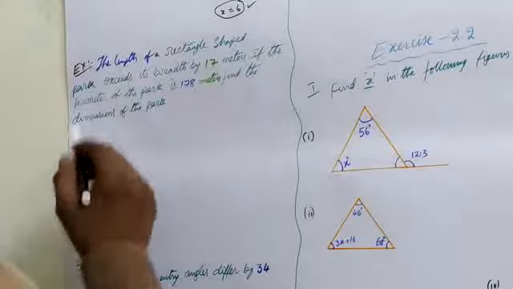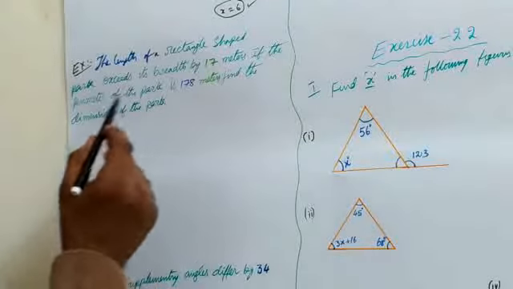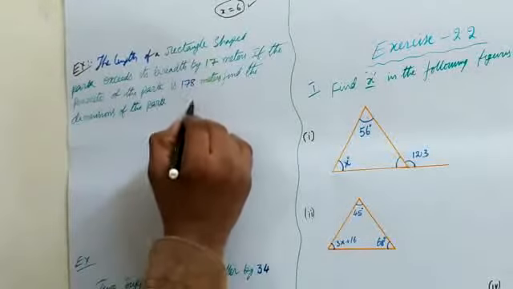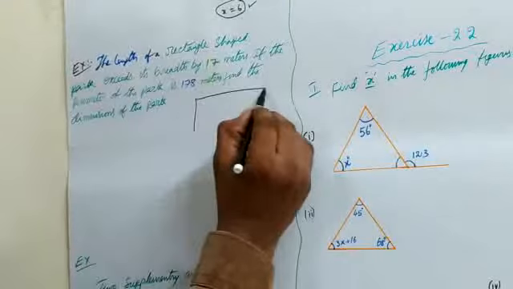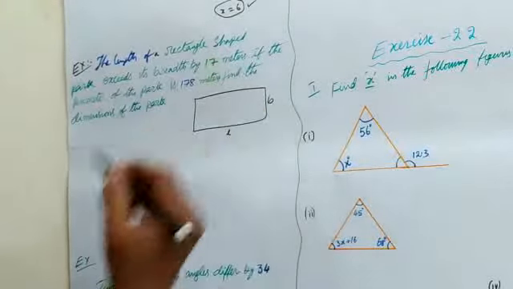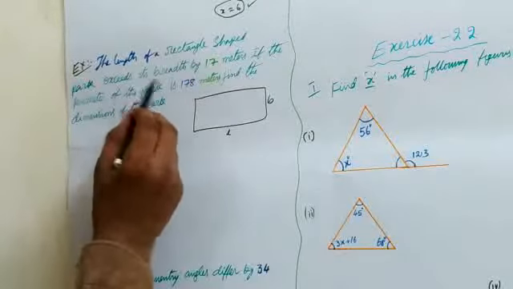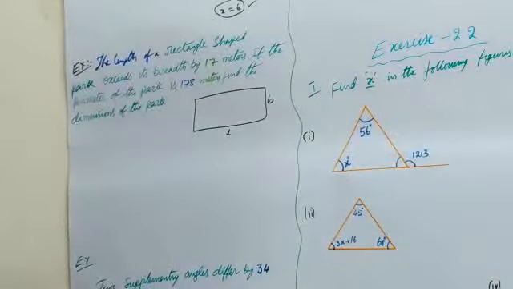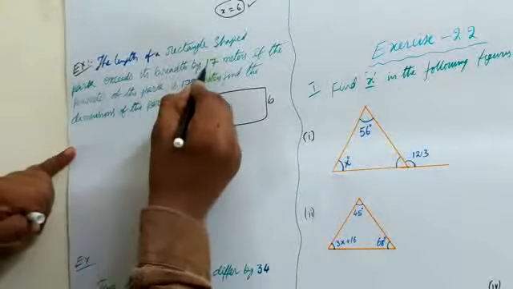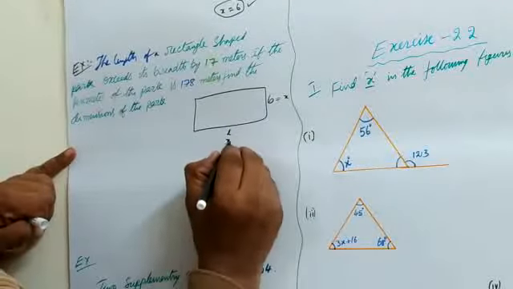Here is the second example: the length of a rectangle shaped park. A rectangle shaped park means this is a rectangle, with length and breadth. The length of the rectangle shaped park exceeds its breadth by 17. Exceeds means breadth plus 17, so this means x plus 17.